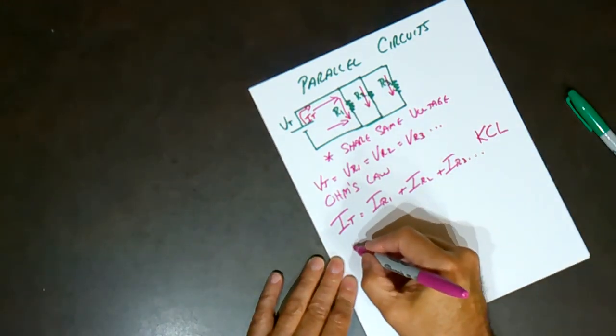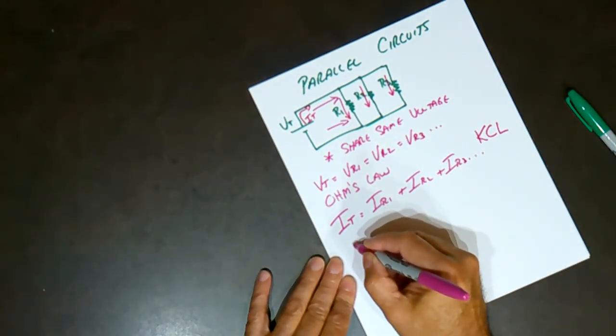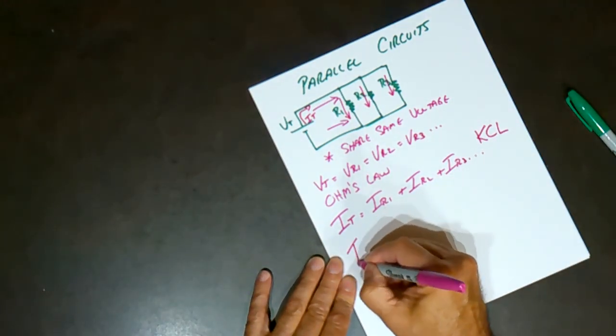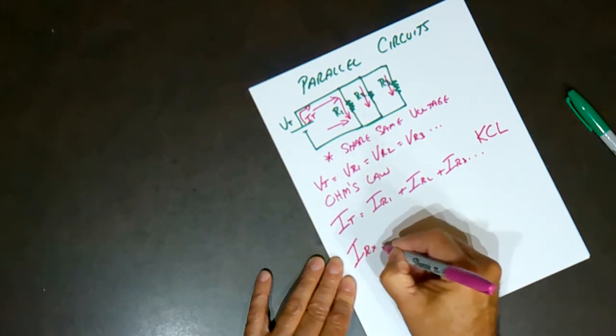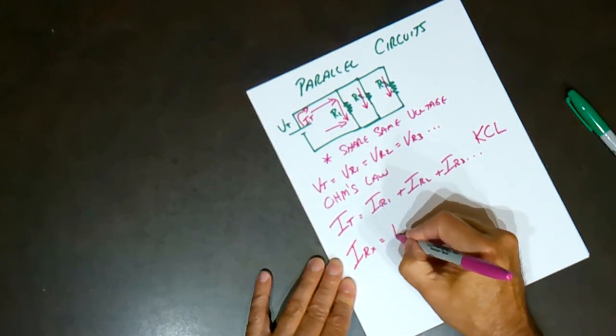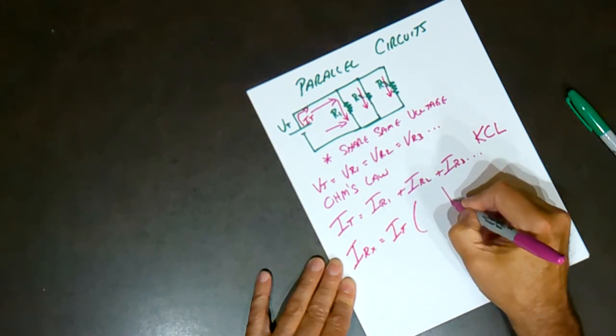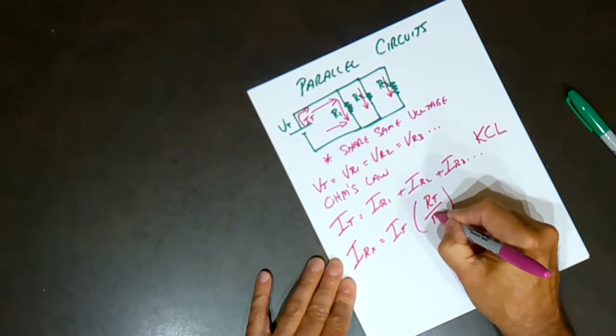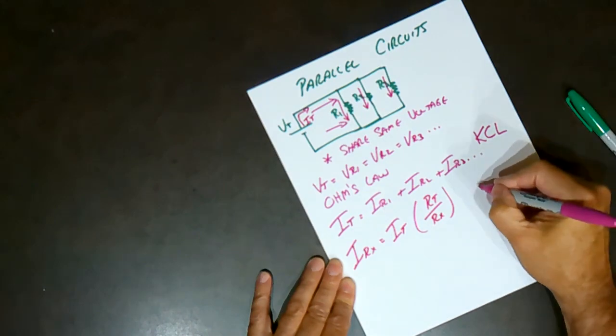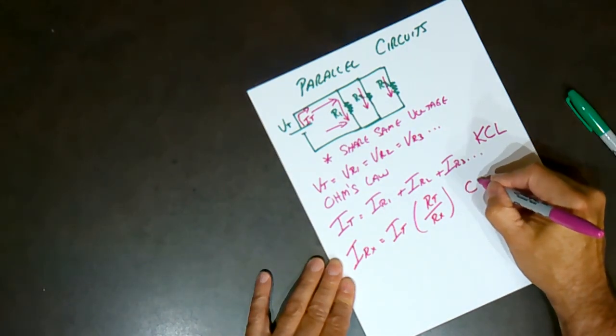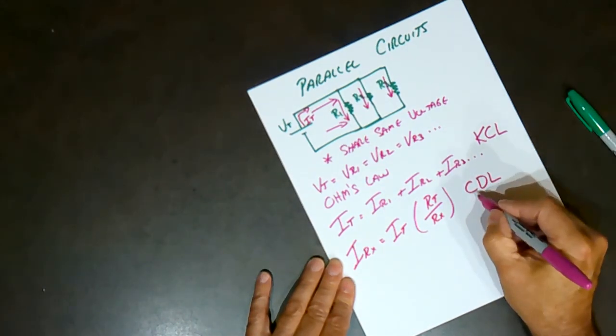We also ended up with a formula that looked like this. The current through any individual resistor is equal to the total current times the total resistance over that individual resistor, and this was known as the current divider law.